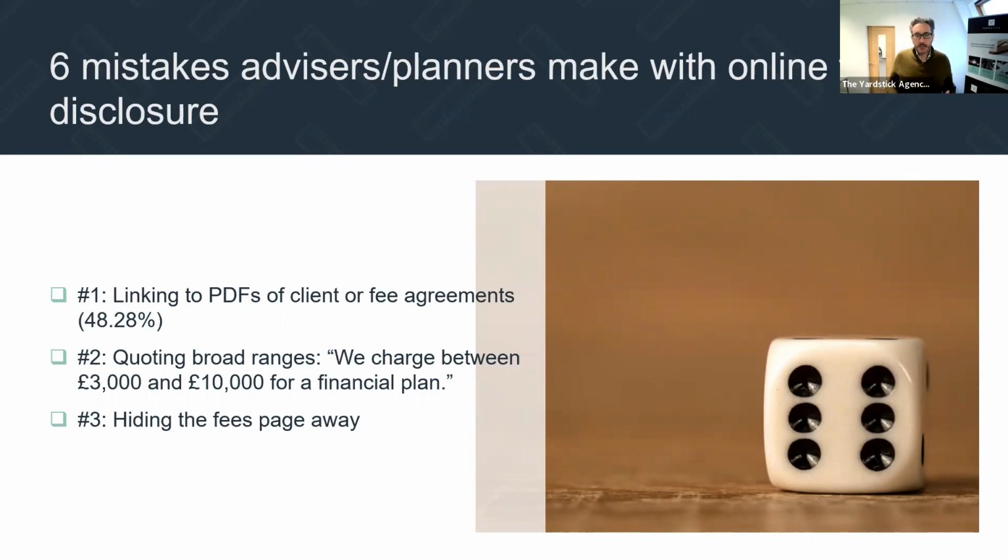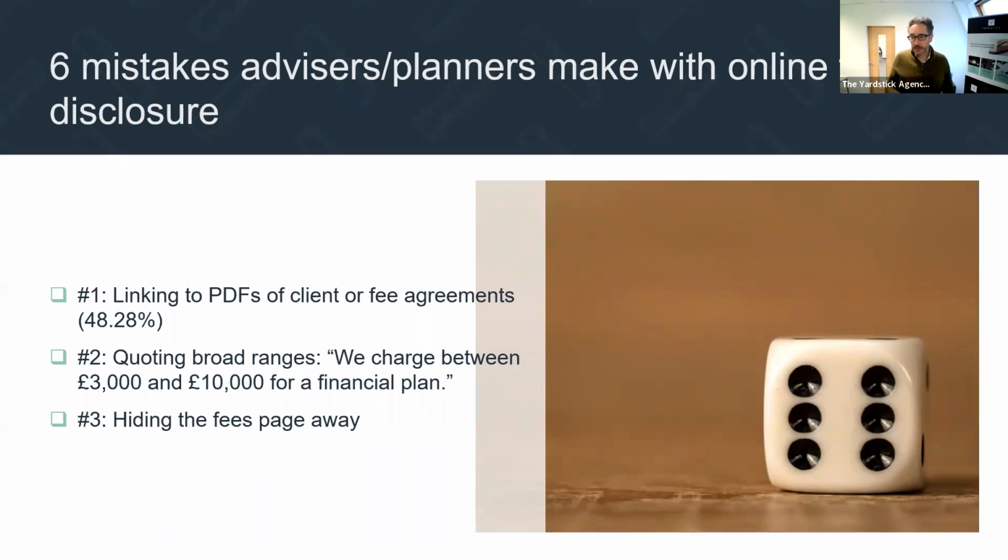The first of those mistakes is linking out to PDFs of client or fee agreements. There might be a line on the website saying, to learn what our fees are, click this link. Someone clicks the link and it opens their terms of business or their fee agreements. About half the firms that were disclosing their fees online, so about half of the 11%, were doing it this way. And it's 100% the wrong way to do it, for a few reasons.